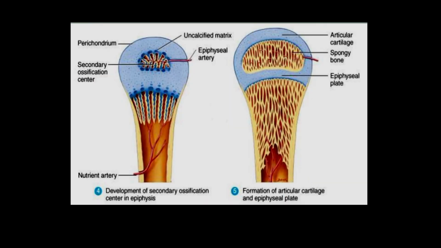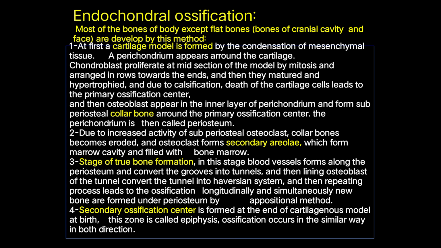We know that the perichondrium is there, and the secondary ossification center is forming at the end of the bone, which also has the epiphyseal artery and uncalcified matrix. The nutrient artery is there, having the nutrient foramen through which the artery passes inside. The development of the secondary ossification center in the epiphysis takes place, which leads to the development of the bone. This is the articular cartilage. This is spongy bone formation from the secondary ossification center, and we can see the epiphyseal plate at the end of the bone, and the formation of articular cartilage and epiphyseal plate takes place.